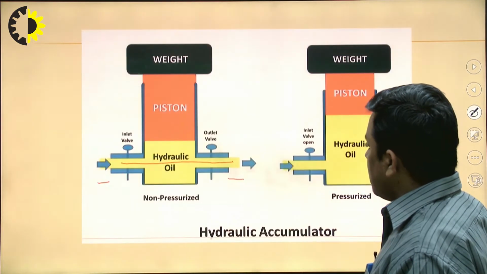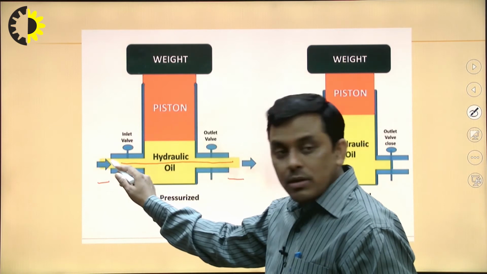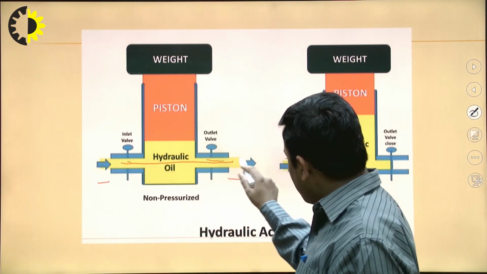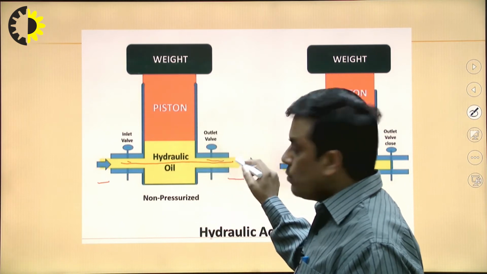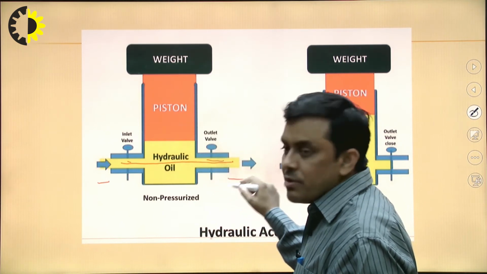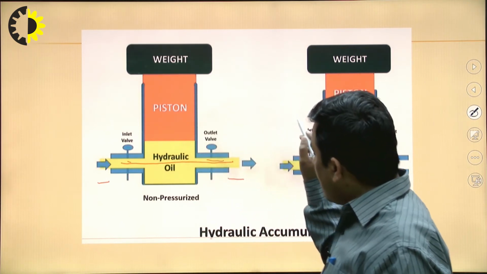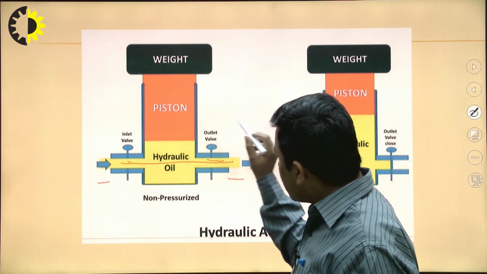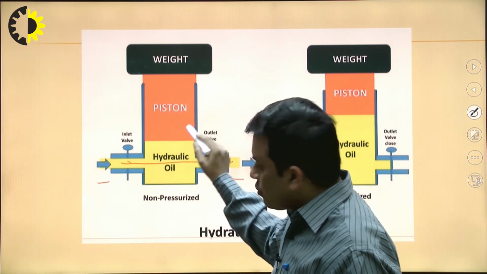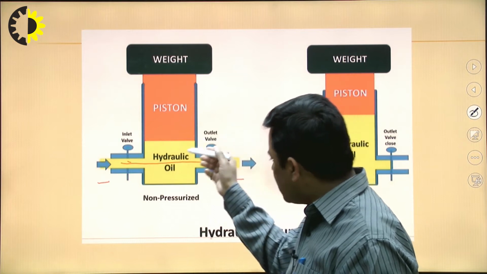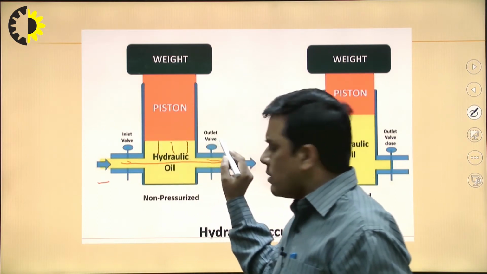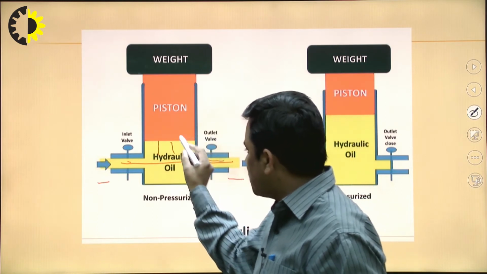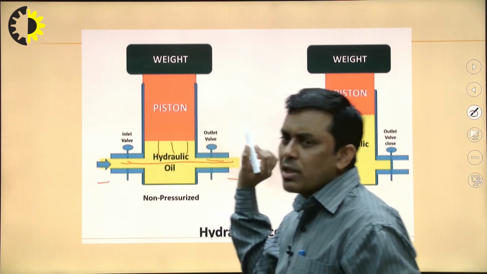So, what they are saying is that the pump is continuously supplying pressurized fluid through the outlet to the machine which is under use. In that condition, this hydraulic accumulator is not performing any function. Only some amount of pressure or force is doing some work here, and this piston is moving slightly upward, but not so much.